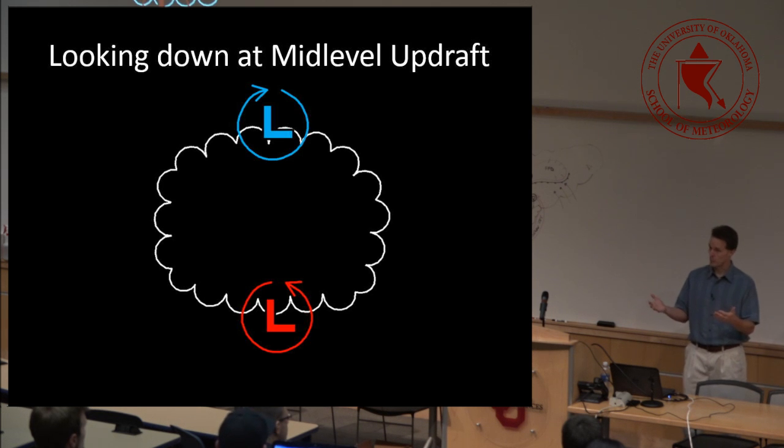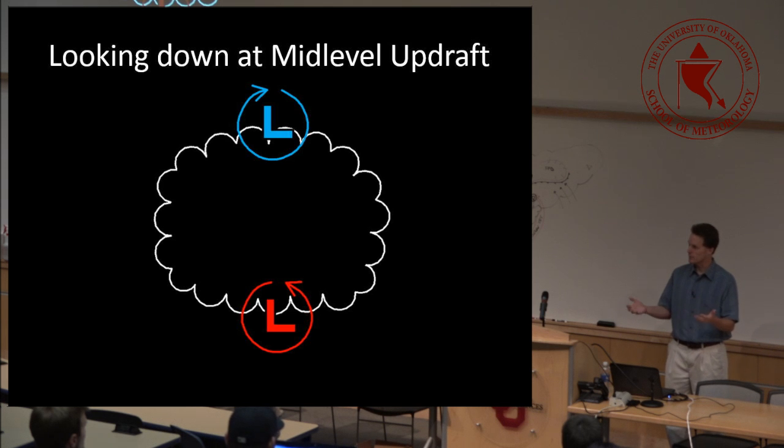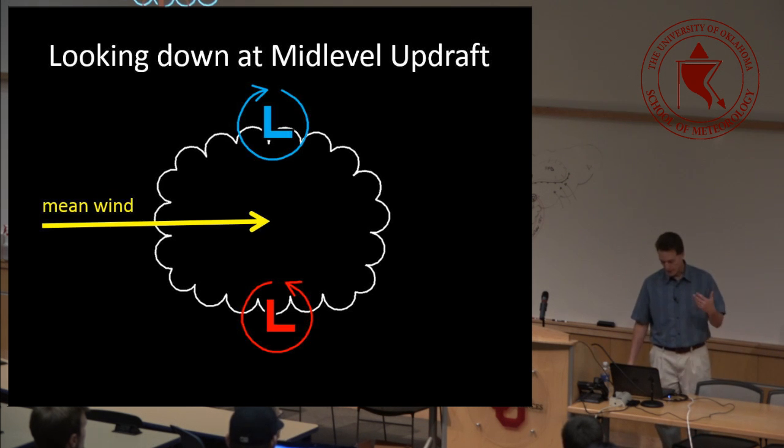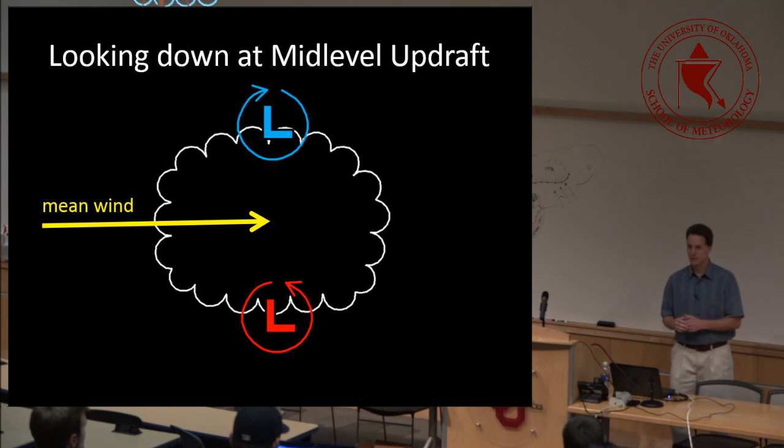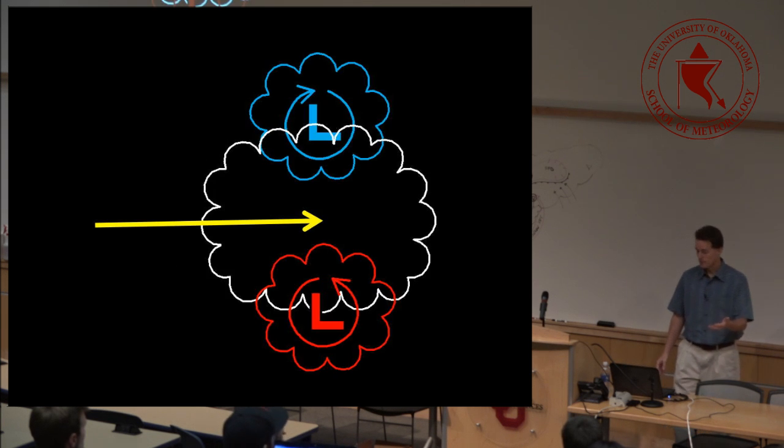I mentioned that you've got weak rotation associated with those vortex tubes. We haven't really amplified it yet, but we do have a weak pressure perturbation. Now, at this point, my pretty storm here is just moving with the mean wind. So there's no propagation, nothing interesting going on just yet. We go to the next step.